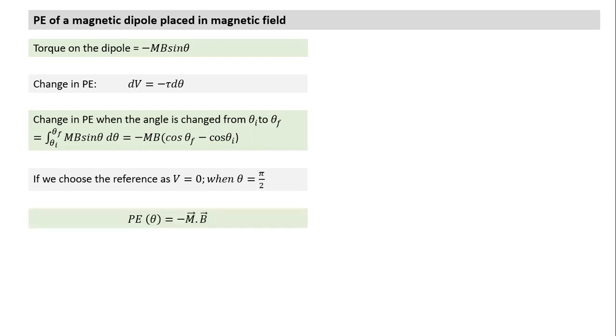So using this as a reference, we can define potential energy as minus m bar dot b bar. It's a dot product of two vectors involved. And we can also write that it is equal to minus m b cos theta. That's something I have not written. In terms of magnitude, this is equal to minus m b cos theta.